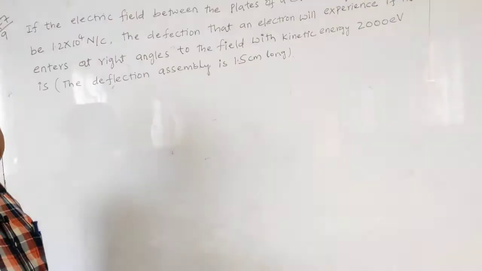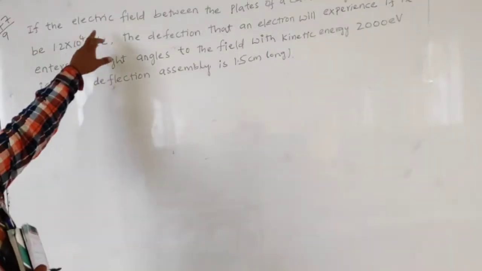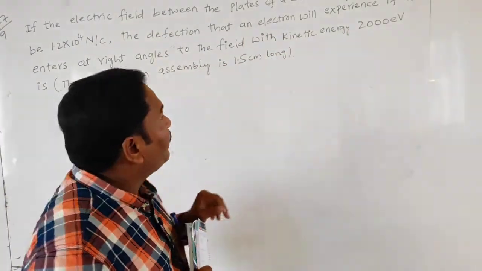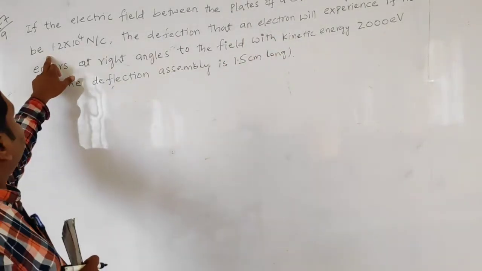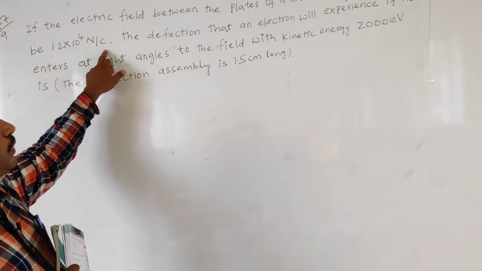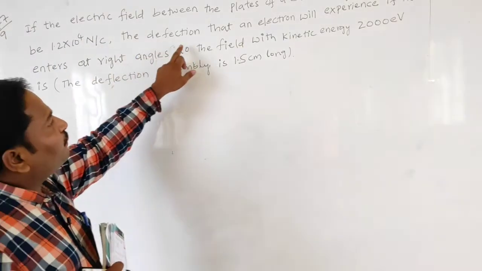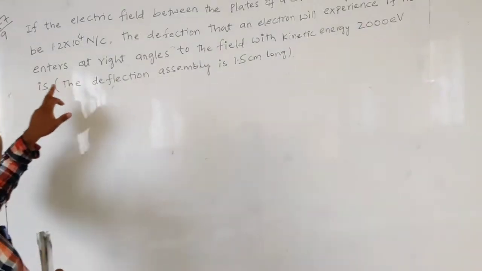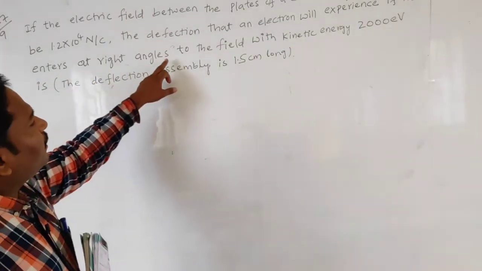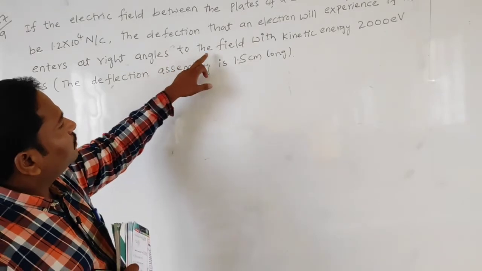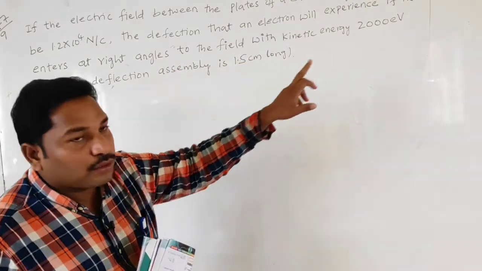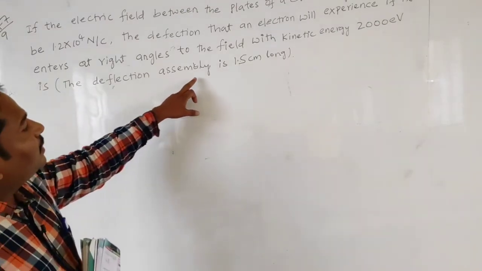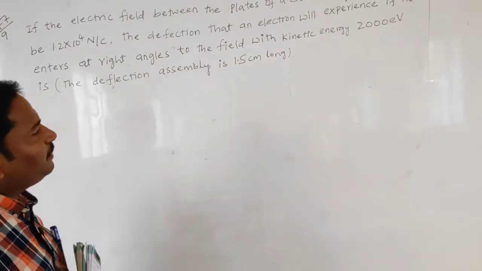So next, the third question. If the electric field between the plates of a cathode ray oscilloscope is 1.2 into 10 power 4 Newton per coulomb, the deflection that an electron will experience if it enters at right angle to the field with kinetic energy 2000 electron volt is, the deflection assembly is 1.5 centimeters long.